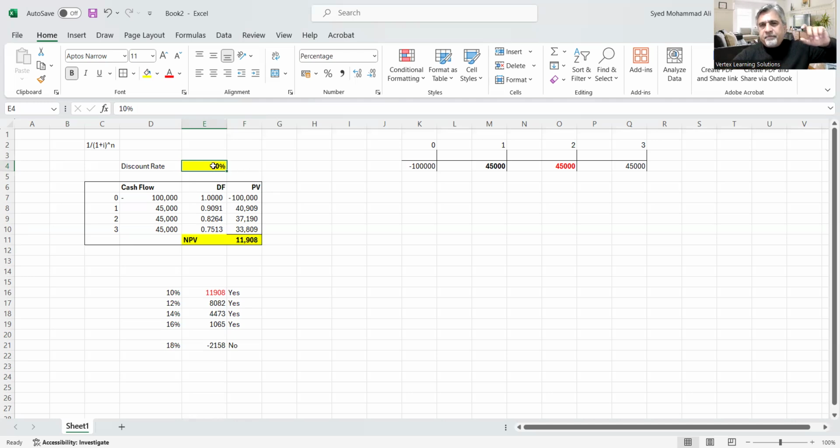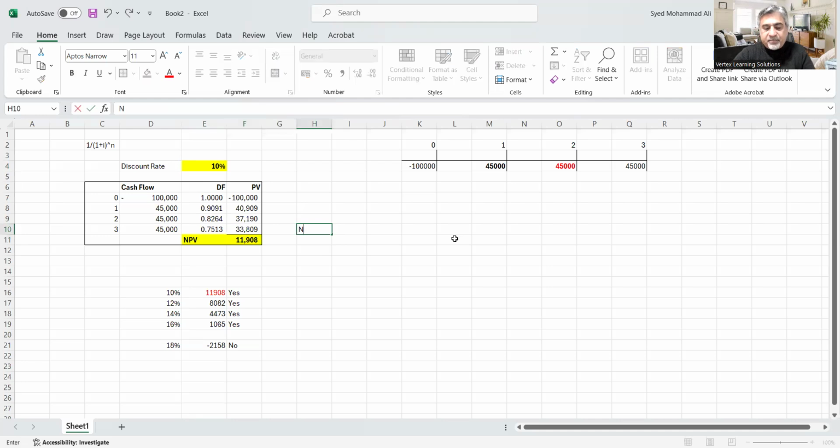If I have my money in my bank at 10%, or, forget about the bank for a moment, I have some other business opportunity where I invest at 10%, and I take out money from there and put it here in this project, this project is going to give me $11,908 more than what I was earning at 10%. So NPV is that amount which I was earning plus 11,908 at 10%. You said, okay, that looks good, so I'm doing the project.